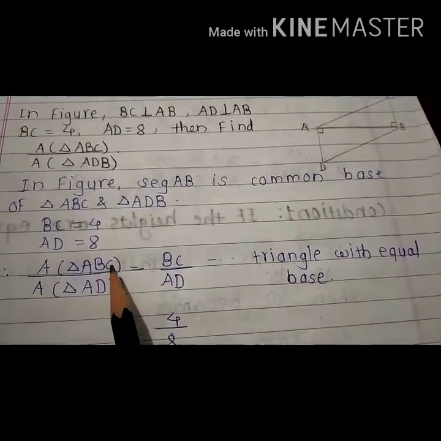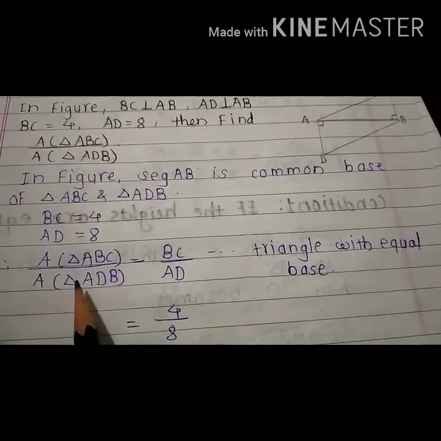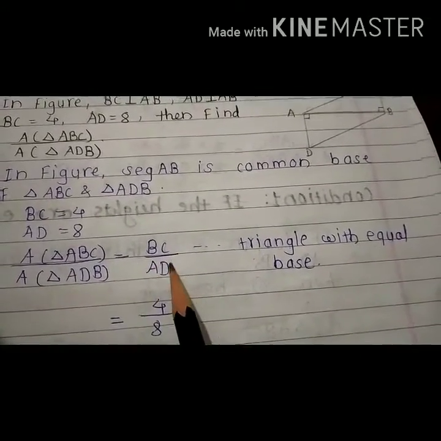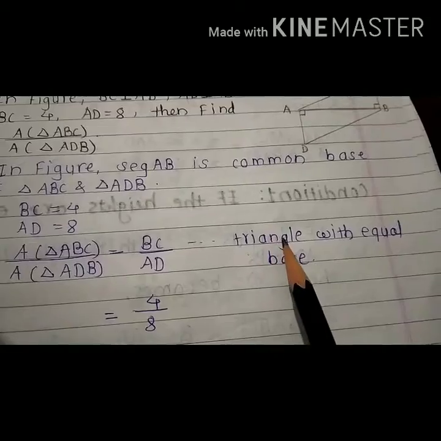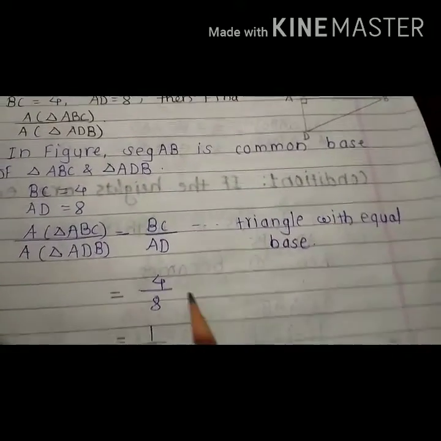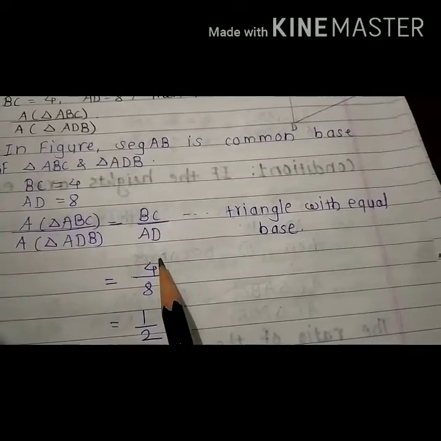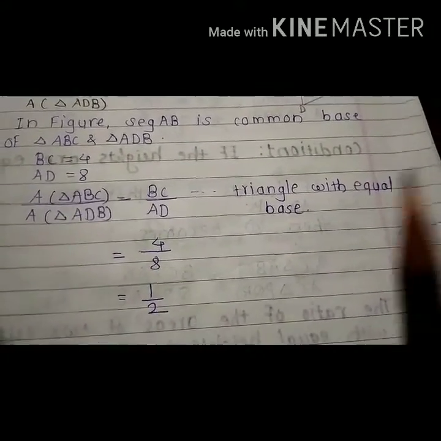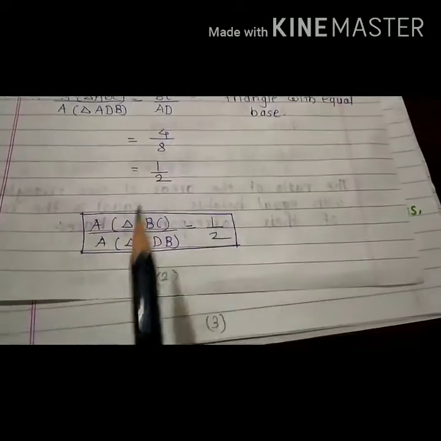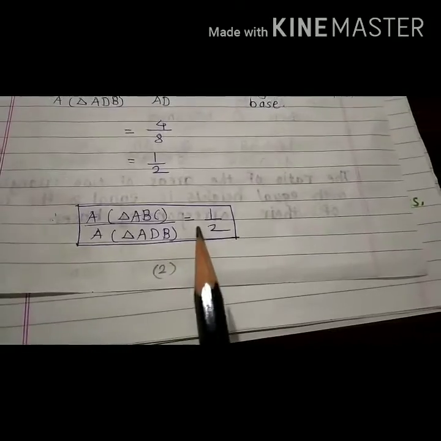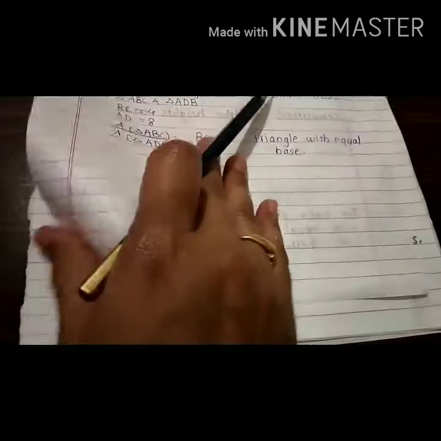Therefore, area of triangle ABC upon area of triangle ADB is equal to BC upon AD. The reason is compulsory: triangles with equal bases. If we substitute the values, 4 upon 8, what do we get? 1 by 2. Therefore, area of triangle ABC upon area of triangle ADB is equal to 1 by 2.